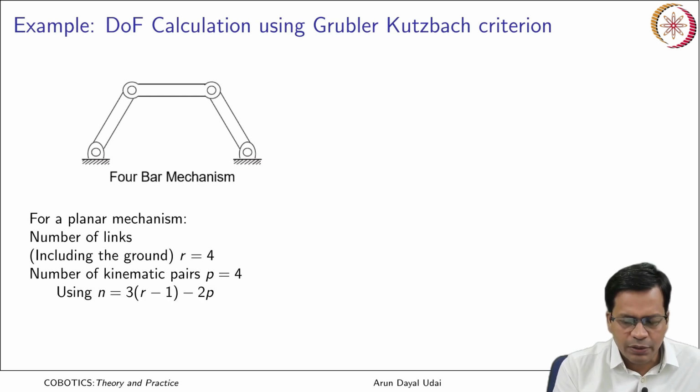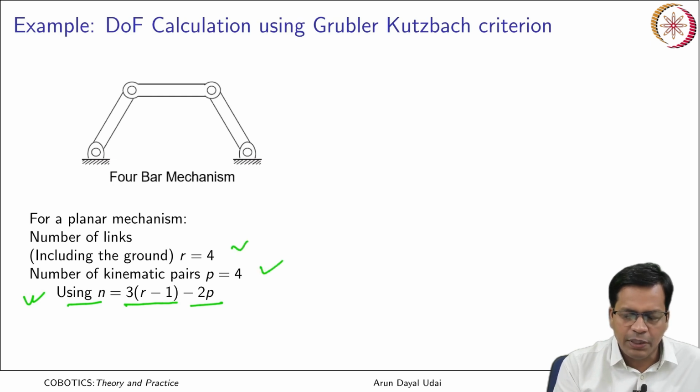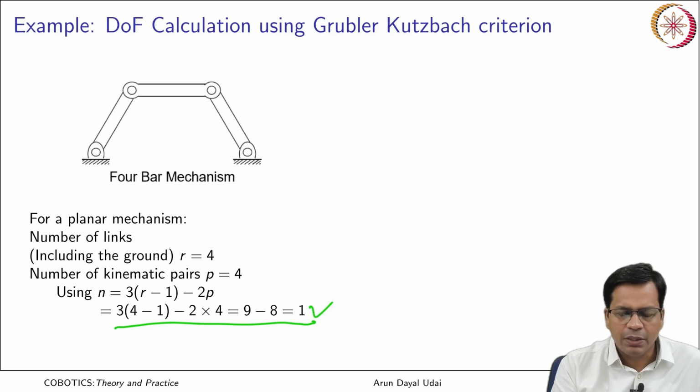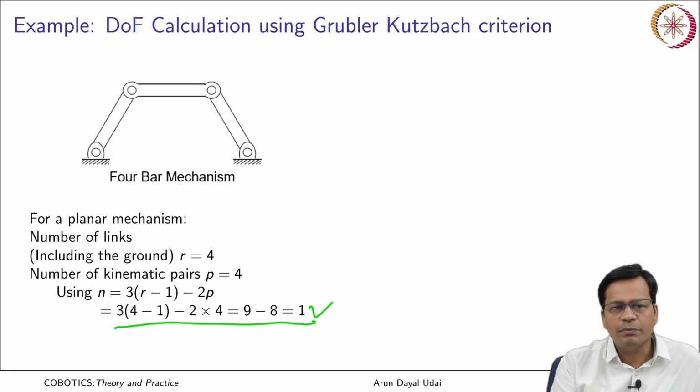So, I will use the first formula. Okay. It says n = 3(r - 1) - 2p. If I substitute r and p here, what I get is 1 degree of freedom. So, this mechanism is a single degree of freedom system.